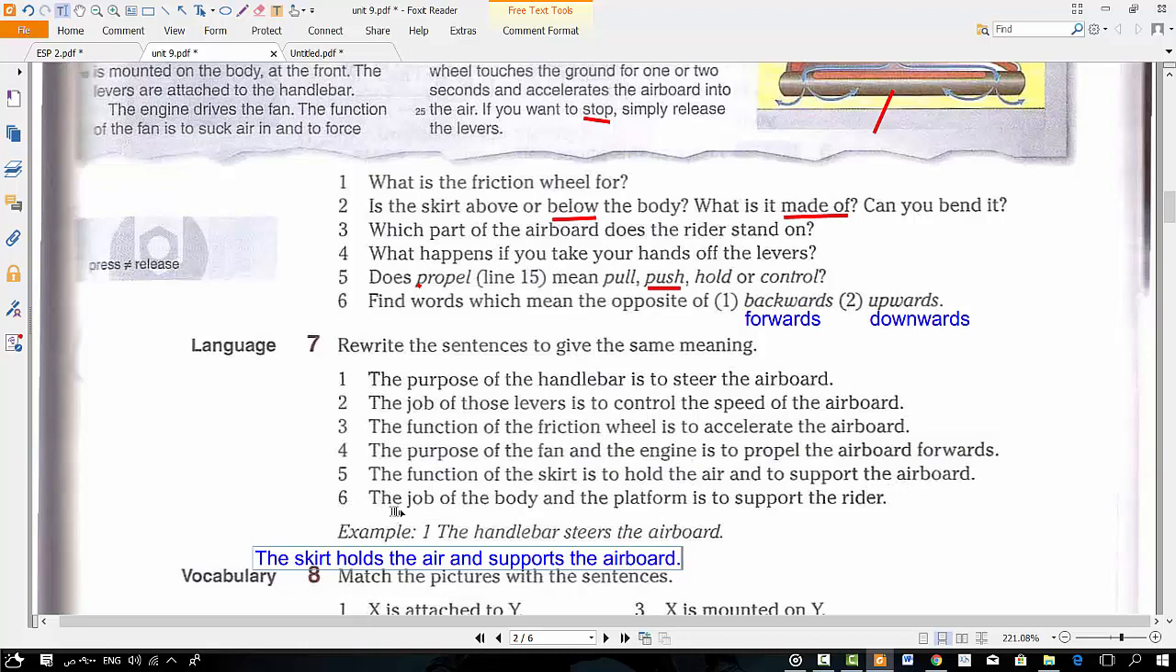Last one. The job of the body and the platform is to support the rider. The body and the platform, okay, what do they do? The body and the platform support the rider.